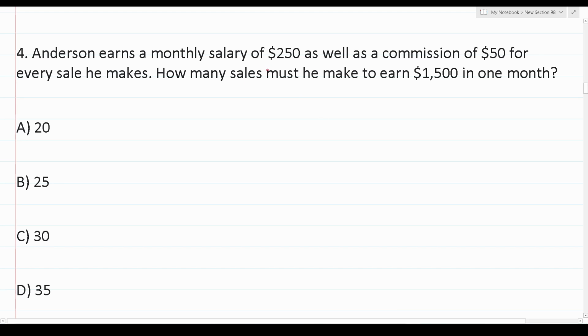First things first, let's go ahead and write down how much he earns a month. Regardless of how many sales he makes, he's always going to make $250 according to the problem. In addition to that, he makes a commission of $50 for every sale he makes. Well, every sale that he makes is currently unknown. And in math, we express unknown values with variables. In this case, I'm going to call that x. And we want to know how much he has to sell in addition to his base salary to have a monthly income of $1,500. And just like that, we set up our expression here.